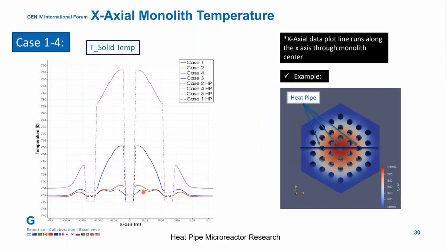Another parameter we can compare is the temperature distribution along this line on the surface of a cross section from the top view. We can clearly see the comparison from case one to case four. The peak points are the locations of the fuel, and the low points are the locations of the heat pipes, and the connection is the monolith. We can still clearly see that the more heat pipes fail, the higher the temperature you will observe. So this is three rings failing, two rings failing, one ring failing, and the black line is the steady state.